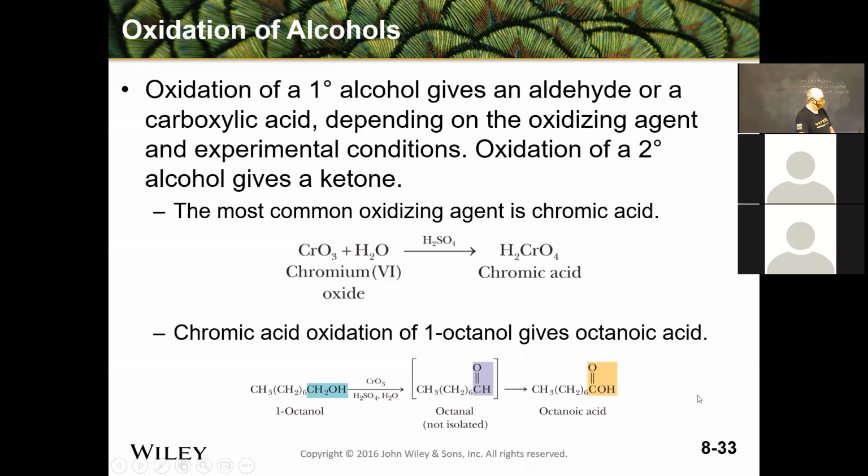So going from this alcohol, 1-octanol, to octanal, which is an aldehyde, we are losing two hydrogens, one from the carbon, one from the oxygen. So that's an oxidation. It turns out that the aldehyde is so easily oxidized itself that it's not isolated. It goes all the way to the carboxylic acid. So this represents an increase in oxygen content. We're adding an oxygen.